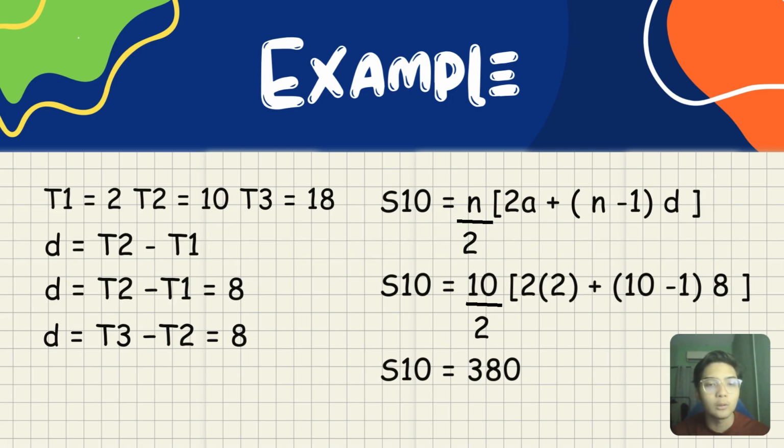And by using the formula Sn equals n over 2 in bracket 2a plus n minus 1 times d, you can find the sum of 10 terms. We all know that n is the number of terms, which is 10, and a is the first term, which is 2, and d is the common difference. So by using this formula to find the sum of the 10th term, you can get 380. So that is the final answer.